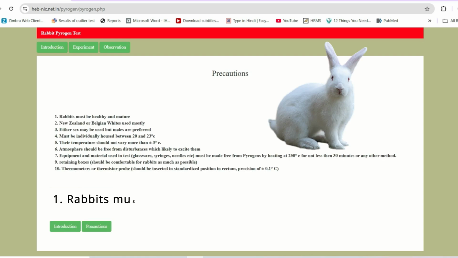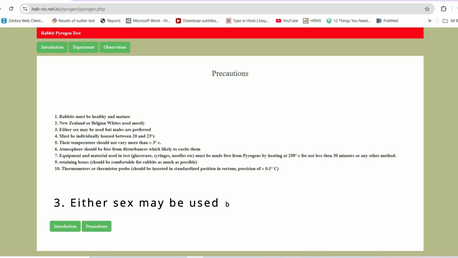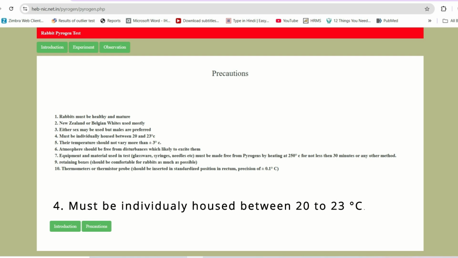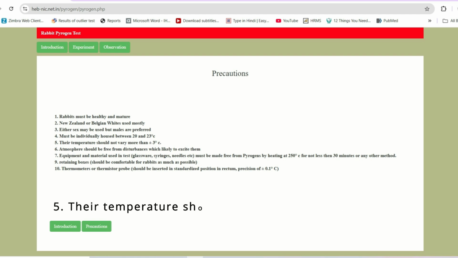The rabbit must be healthy and mature. New Zealand and Belgium white species should be used for the experiment. Either sex may be used, but males are preferred. They must be individually housed between 20 to 23 degrees Celsius. Their temperature should not vary more than plus or minus 3 degrees Celsius. This means while you are using a rabbit group, suppose you are taking 6 animals for the pyrogen test, their temperature should not vary by more than plus or minus 3 degrees Celsius.